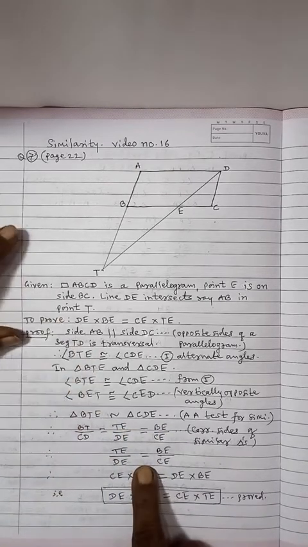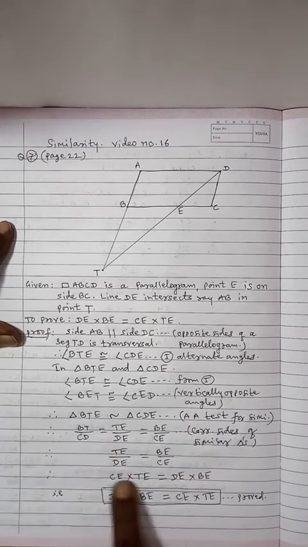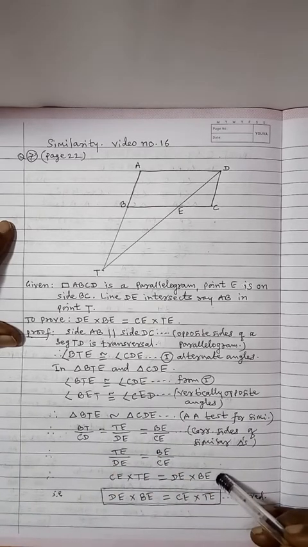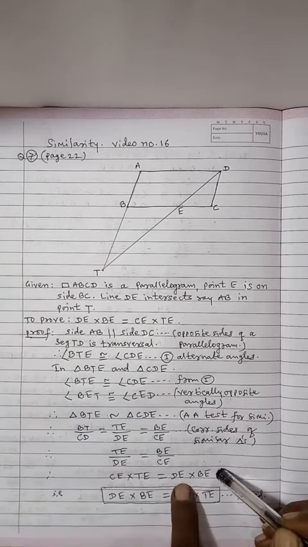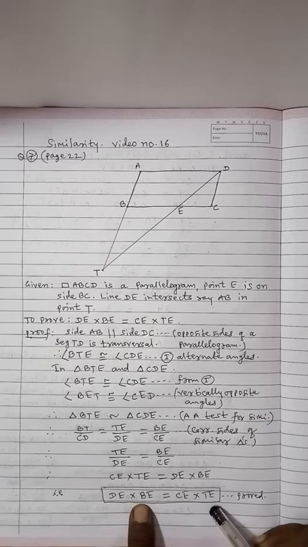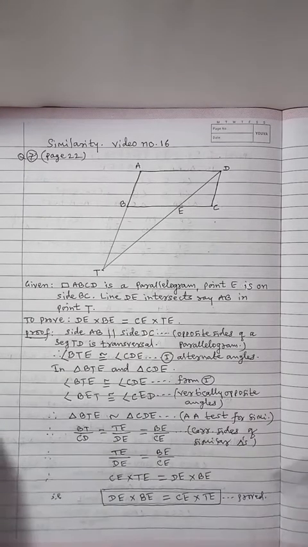Written here. And now cross multiply. CE into TE is equal to DE into BE. Because of the cross multiplication, we get this result. And we write the result that we have to prove in standard form, that is DE into BE is equal to CE into TE. The result is proved. So read the problem carefully and go through the solution.